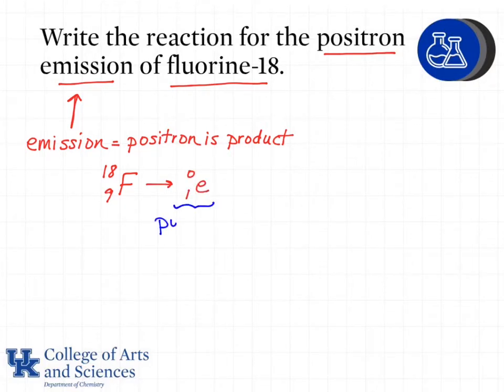We know that one of our products will be a positron, which we use the symbol 0 1 e, and we have an unknown product that we can determine the values for, because 18 equals 0 plus x, so we know that our mass number is 18. 9 equals 1 plus x for our atomic number, so we subtract 1 from both sides and we get x equal 8. When we look at the periodic table, we see that oxygen has the atomic number 8, so we know the identity of the particle.